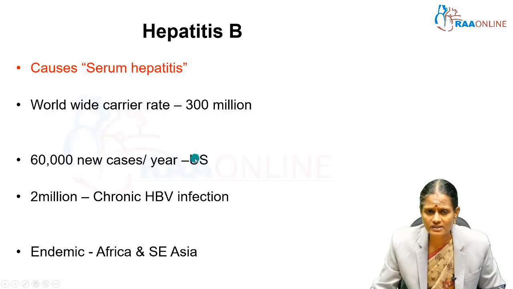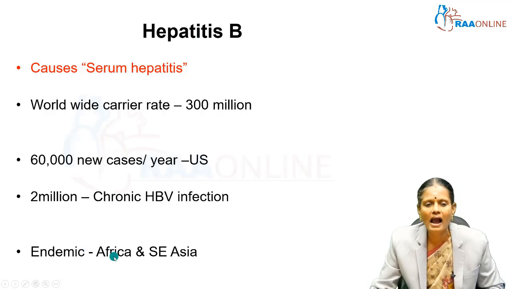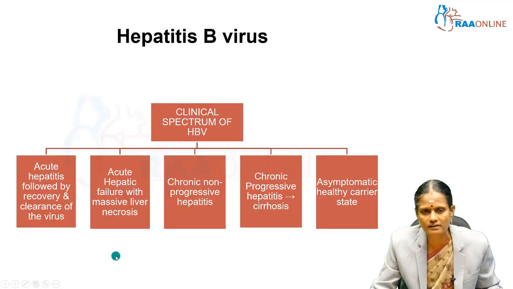In Western statistics, in the US, 60,000 new cases of hepatitis B are encountered per year. And of this, 2 million people develop chronic HBV infection. Hepatitis B is also supposed to be endemic in African and Southeast Asian countries.